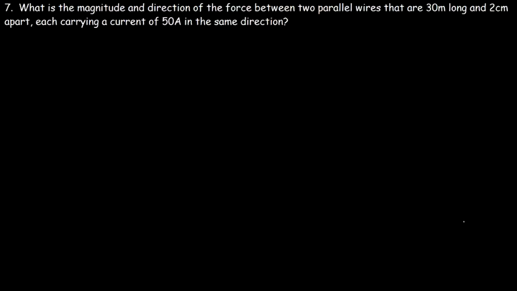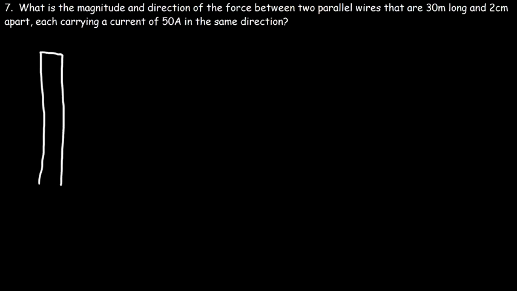Number 7. What is the magnitude and direction of the force between two parallel wires that are 30 meters long and 2 centimeters apart, each carrying a current of 50 amps in the same direction? Well, let's draw a picture.